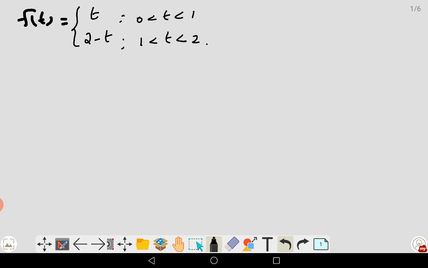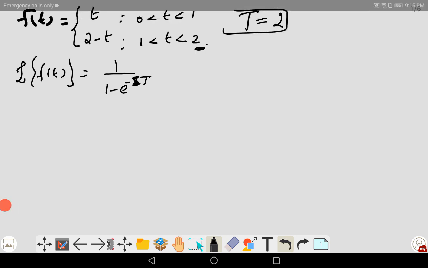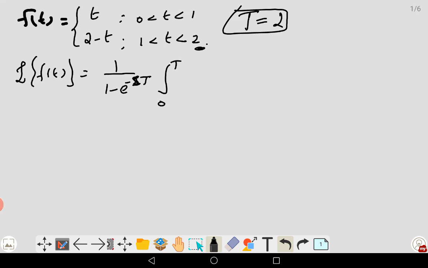Now for the Laplace transform of a periodic function. This is periodic, by the graph we understand. The Laplace transform of a periodic function is 1 over (1 - e^(-sT)), where T is the period. What is the period for this problem? Period T is 2 units. So that will be replaced: integral 0 to T of e^(-st) f(t) dt.